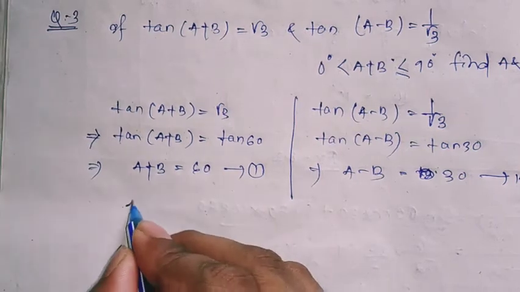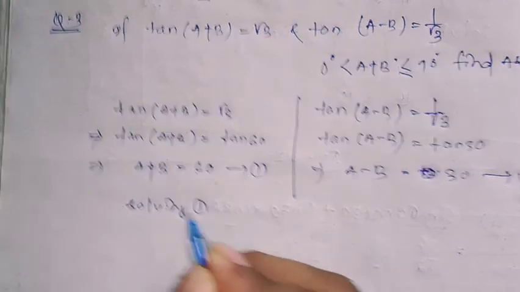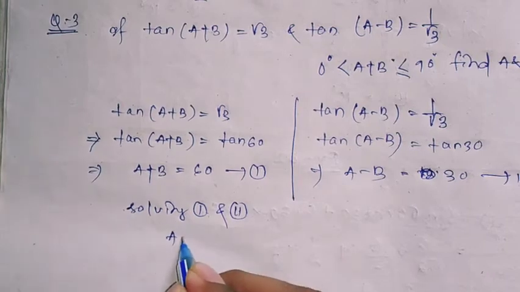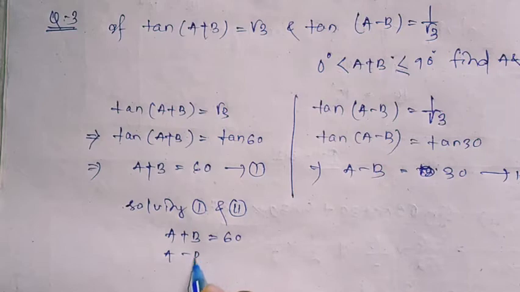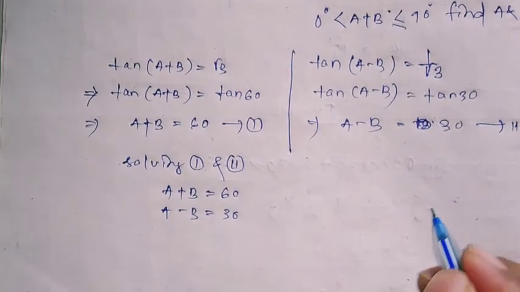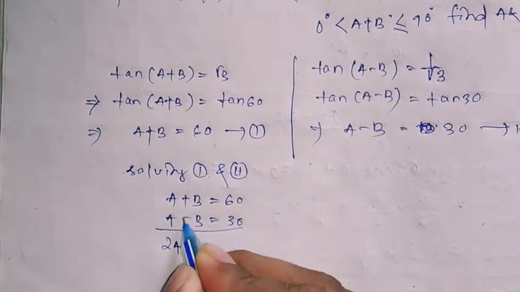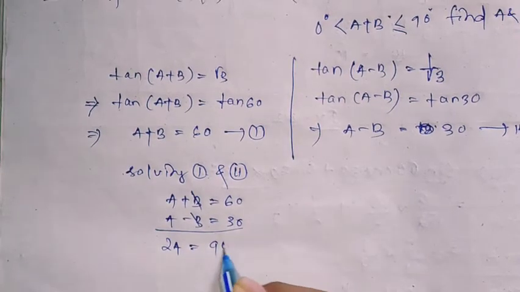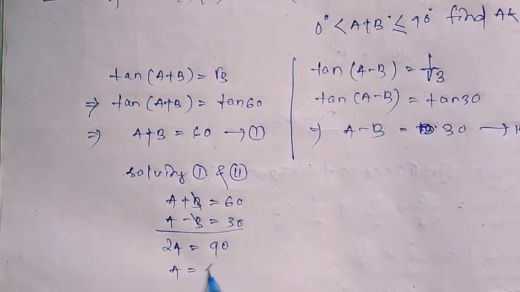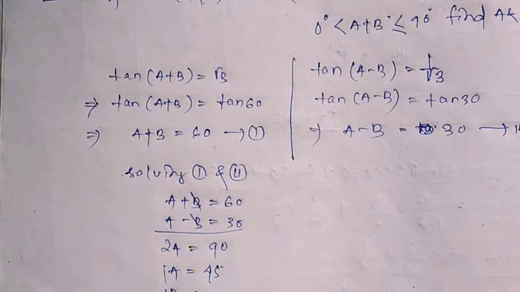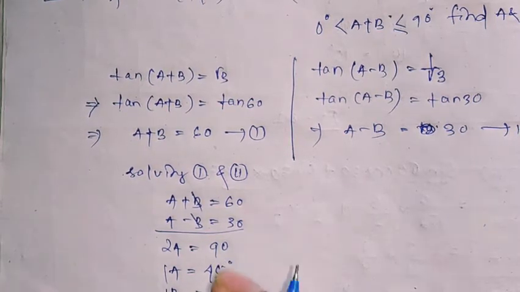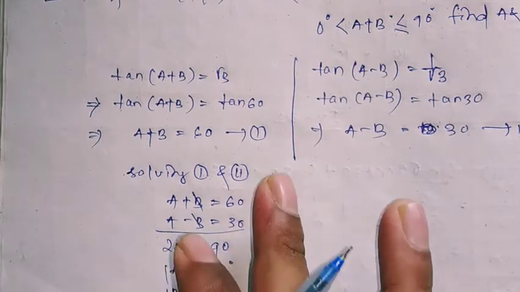Solving equations 1 and 2, what will you get? A plus B is equal to 60, A minus B is equal to 30. Adding both these equations, we will get 2A, because B will be cancelled. 2A will be 90, A will be 45. If A is 45, then putting the value of A in any equation, we will get B is equal to 15 degree. This is an important question, so do it.